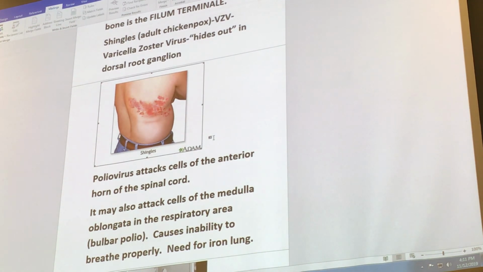Now what brings it about? Well, stress. Emotional can do it. Physical can do it. I'll tell you 3 stories of shingles.